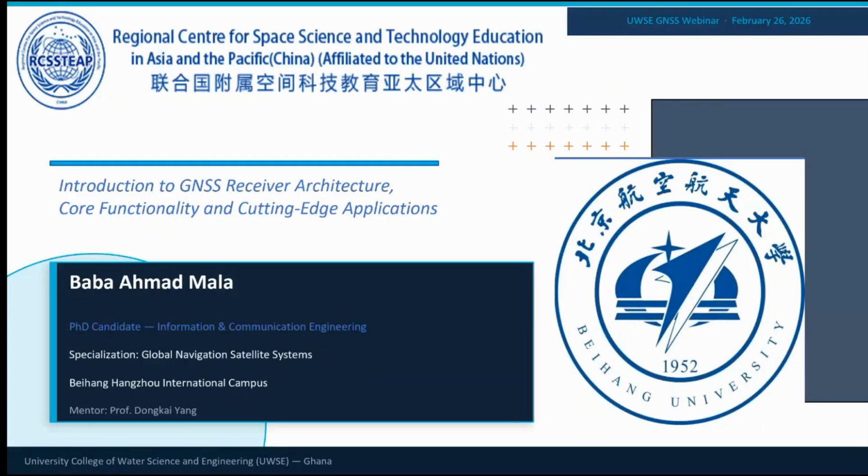Today, we are going to dive into our lecture, Introduction to GNSS Receiver Architecture, its core functionality, and cutting-edge application. The journey from space to screen. Our title is "From Signal to Solution." What we actually mean by from signal to solution is from the signal we receive from the constellation in space to the solution on our phones.